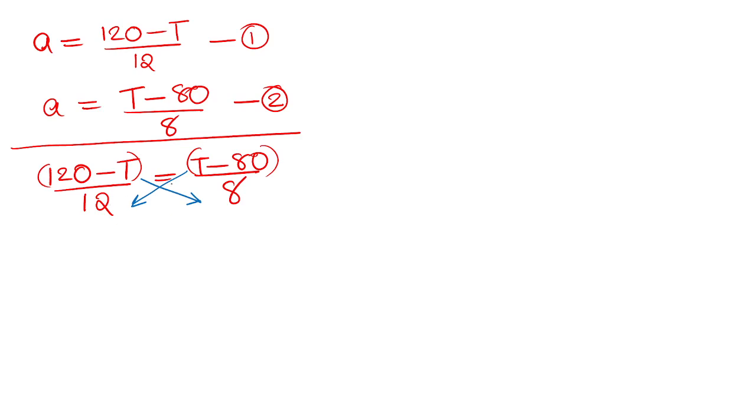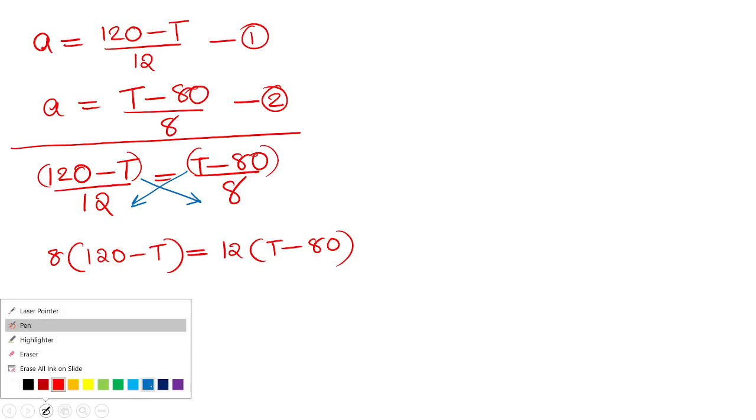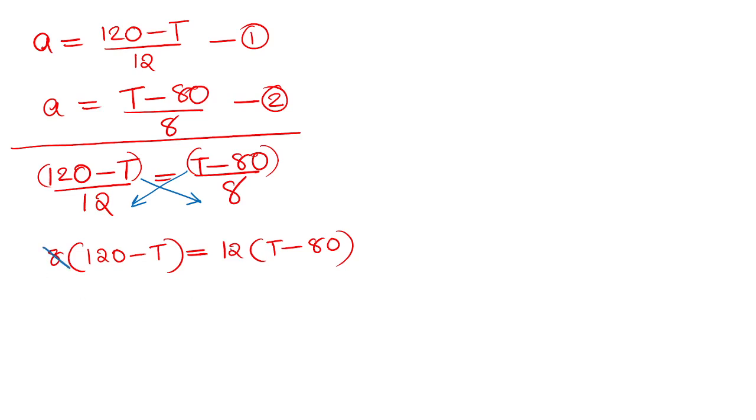Remember, you studied in the lower classes that we can do the cross multiplication if we have two fractions equal. 8 into 120 minus tension. Here doing the cross multiplication, 12 into t minus 80. And in the left side and right side you can do one cancellation. 8 and 12, dividing by 4. Here dividing by 4 gives you the value 2. Here 3. Okay, it's a very simple calculation. Dividing left side and right side by 4.